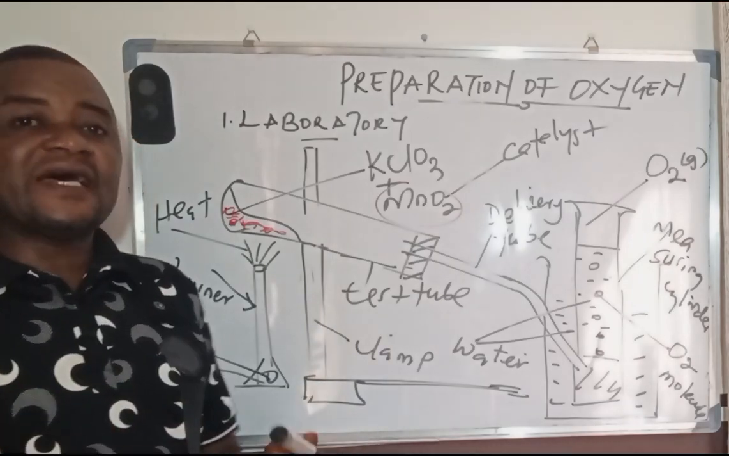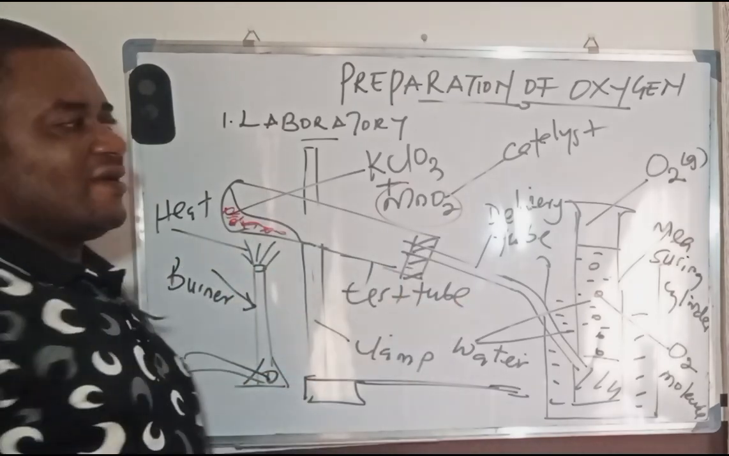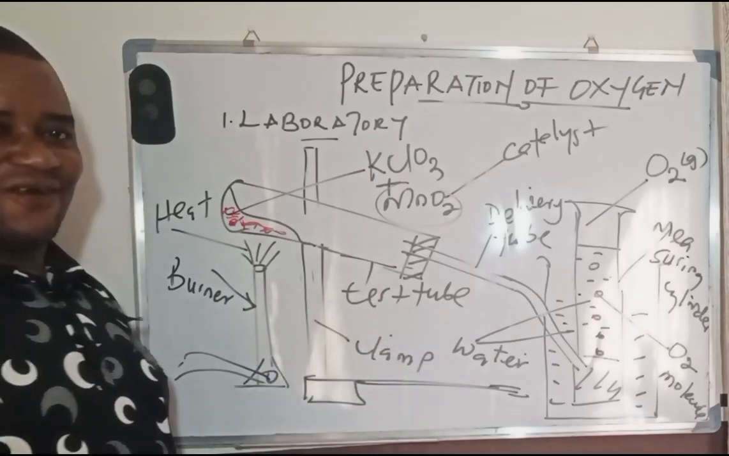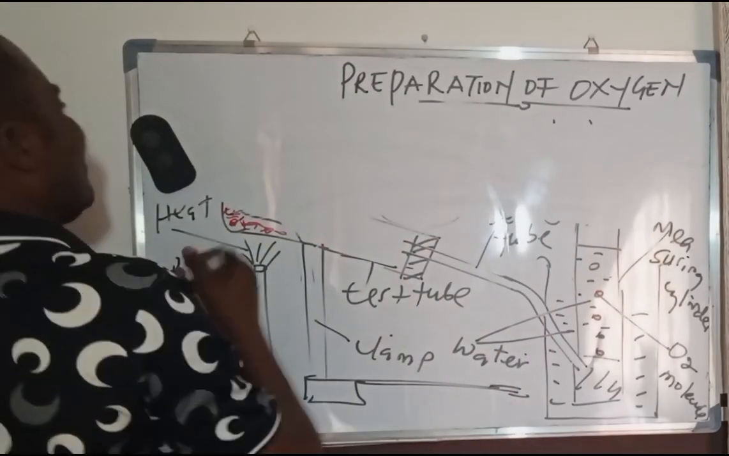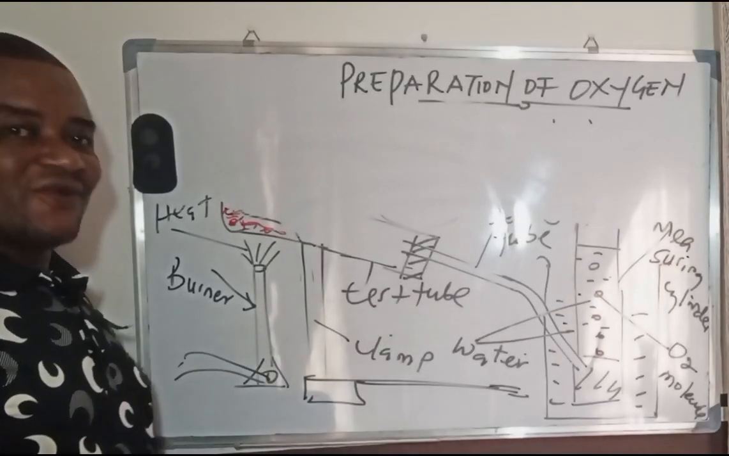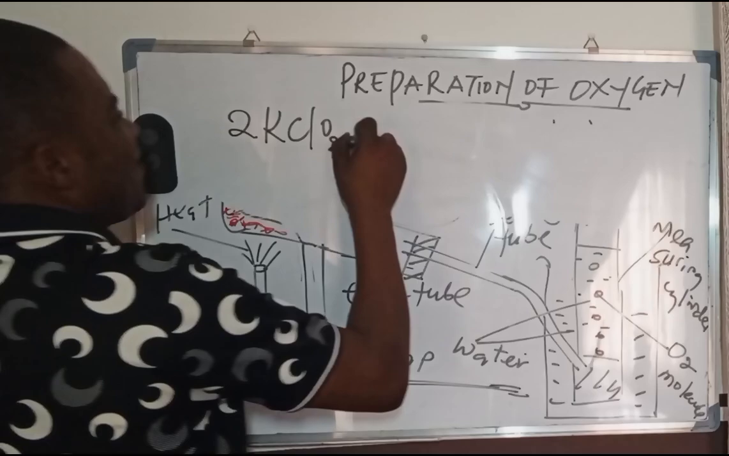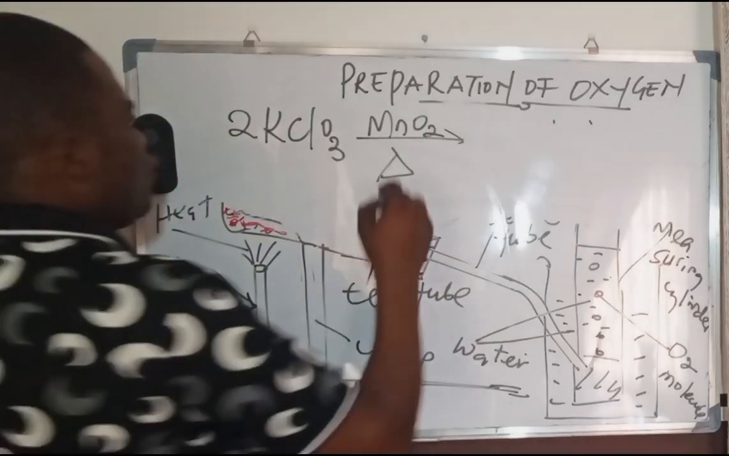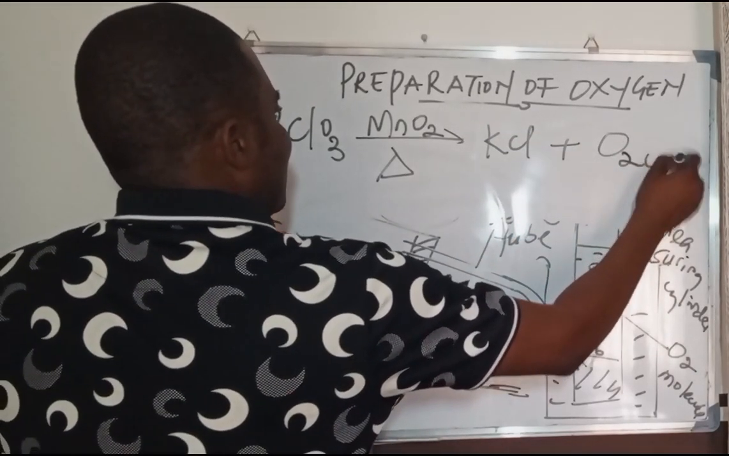Now there are equations that govern this, and we're going to put down the equation to see what happens here. What is the nature of the equation that results in the oxygen preparation? The equation for this kind of reaction where potassium trioxochlorate(V) is used goes like this. You have potassium trioxochlorate(V) in the presence of heat with manganese dioxide as a catalyst. You are expected to have potassium chloride plus oxygen as gas.